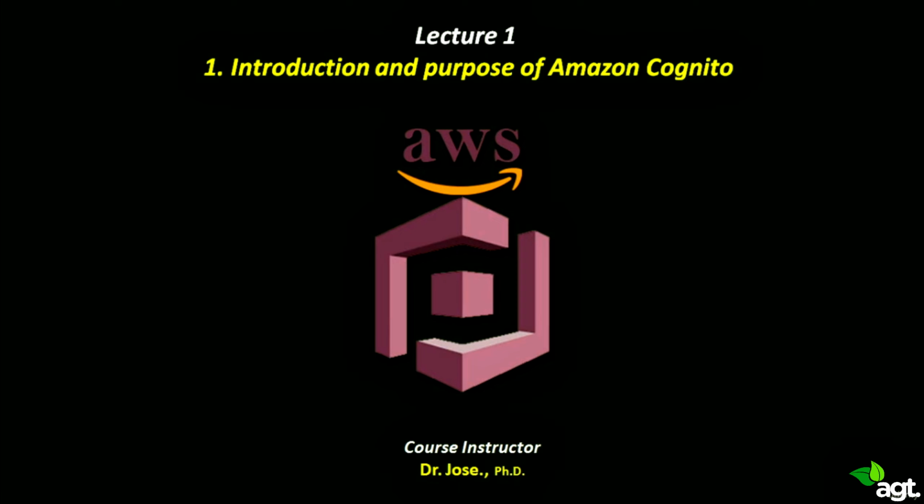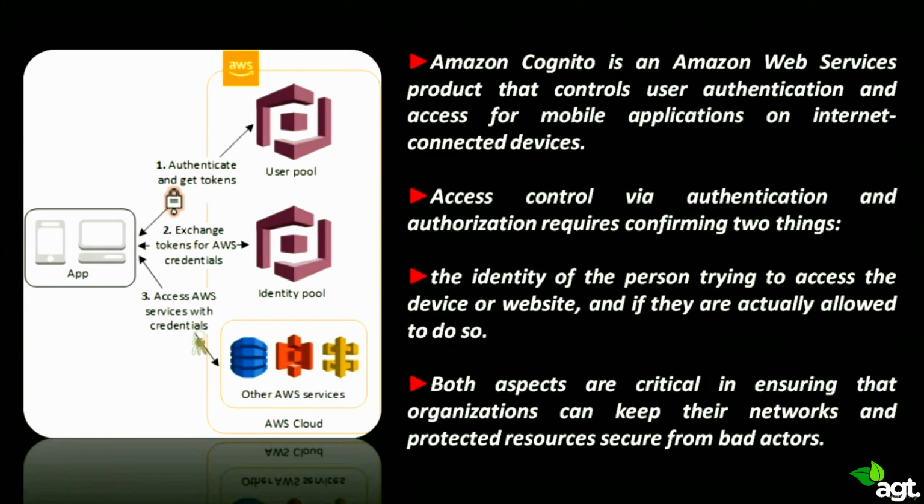According to Rahul Abati and David Cathy, the Amazon Cognito process, the purpose of the specified application process, and the security level have been explained. Amazon Cognito is an Amazon Web Services product that controls user authentication and access for mobile applications on internet-connected devices.